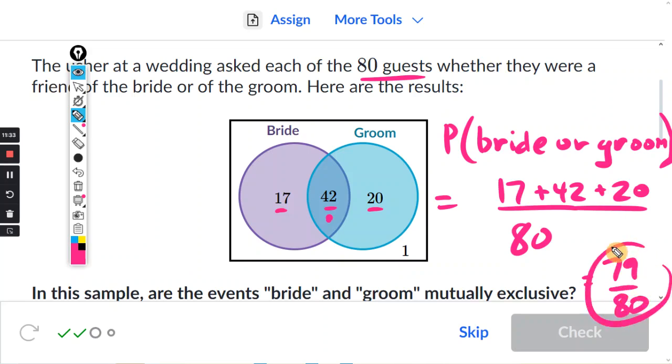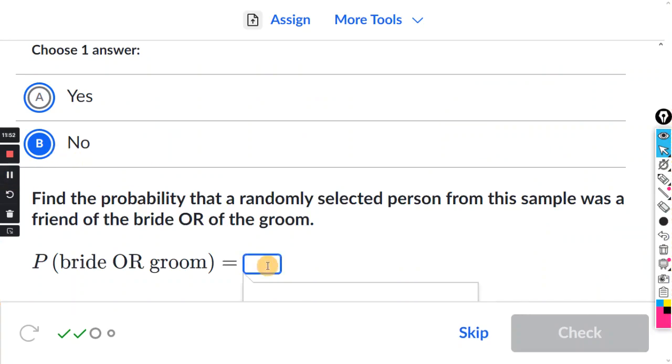Alternatively, since you see one person is a friend of neither one, you could have just done 80 minus 1 divided by 80. That's the same thing, 79 over 80. So bride or groom, 79 over 80. The first one was no, and this is 79/80.